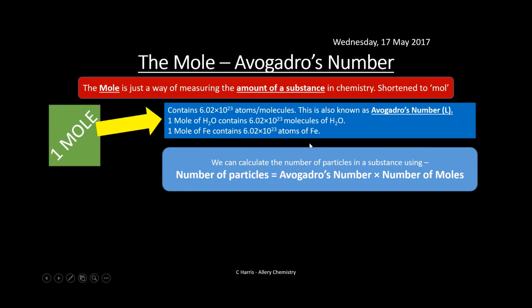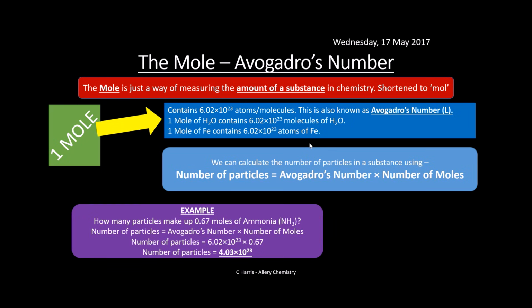So, pretty straightforward. Now, we can calculate the number of particles in a substance by using this formula here. The number of particles is relatively straightforward, really. It's Avogadro's number times the number of moles of that substance. So, if you had 1 mole of that substance, you just have Avogadro's number. So here's an example.